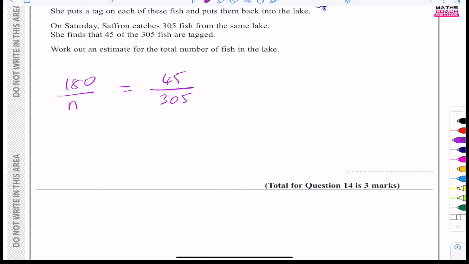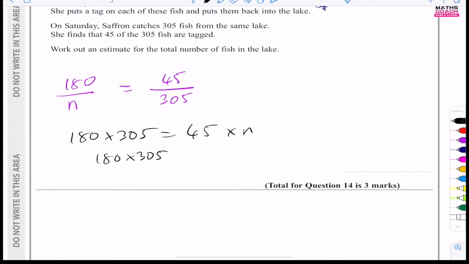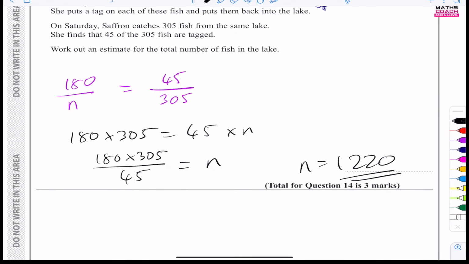So to do that, I'm simply going to cross multiply. So I'm going to do 180 times by 305, and then 45 times by n, like that. And then 180 times by 305, I'm going to divide that by 45 now. So 180 times by 305 divided by 45. That isolates n, and I just need to calculate that. And n is equal to 1,220. So that's how many fish are in the lake.